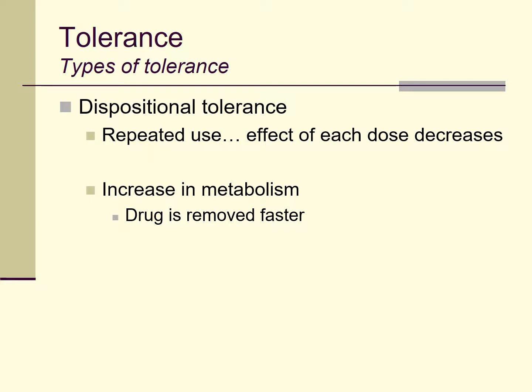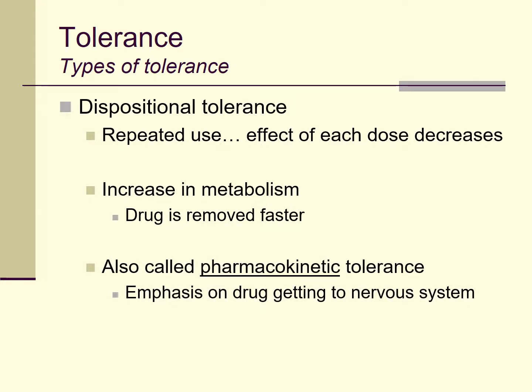And so in this case, we have the effects of the drug being reduced because metabolism is increasing for the drug, and the body is more efficient at getting rid of the drug. This is sometimes called pharmacokinetic tolerance for a reason that hopefully seems kind of obvious given what I've just said. It's about the pharmacokinetics of the drug.